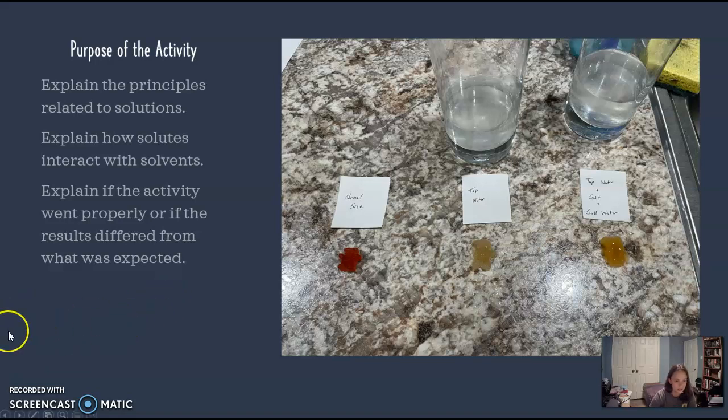First, I'd like to discuss the purpose of this activity. The purpose of this activity is to explain the principles related to solutions, explain how solutes interact with solvents, and explain if the activity went properly or if the results differed from what was expected.